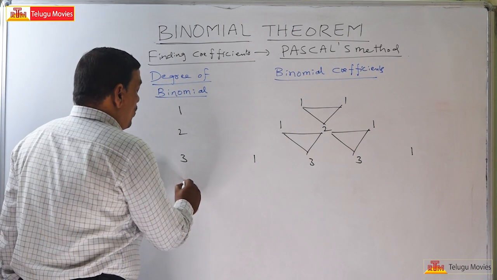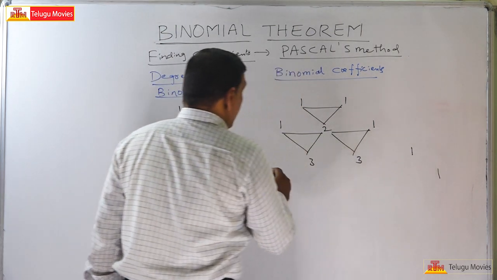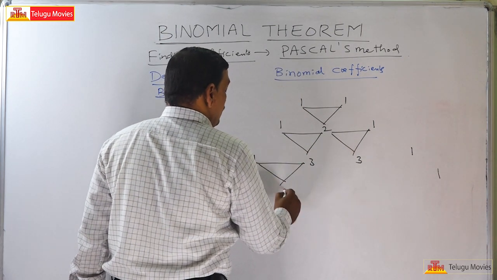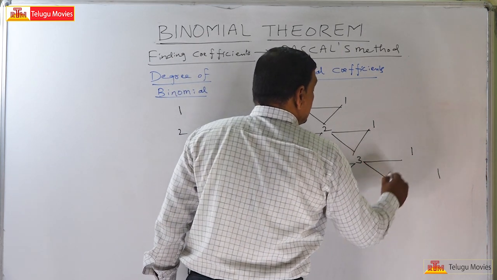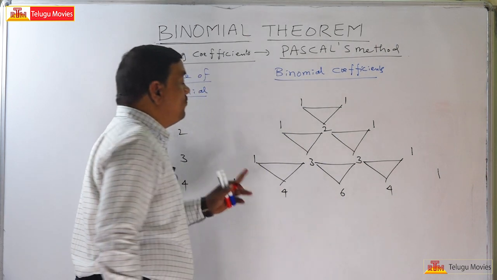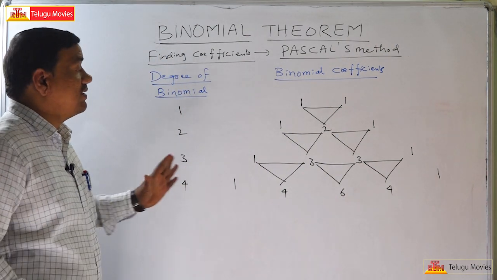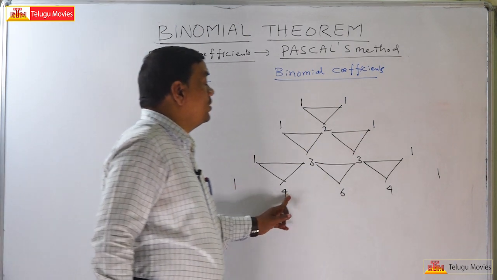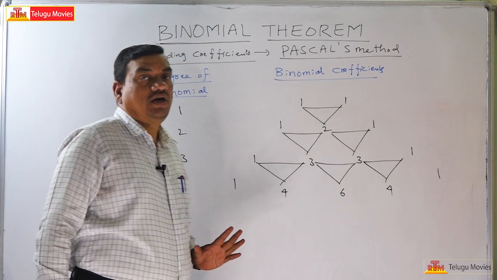If it is 4, the binomial coefficients start with 1 and end with 1. Here you will get 1 plus 3, 4; 3 plus 3, 6; 3 plus 1, 4; so 1, 4, 6, 4, 1. Understand? These are the binomial coefficients. That is 1, 2, 3, 4, 5: 5 terms, 5 coefficients. Understand this?